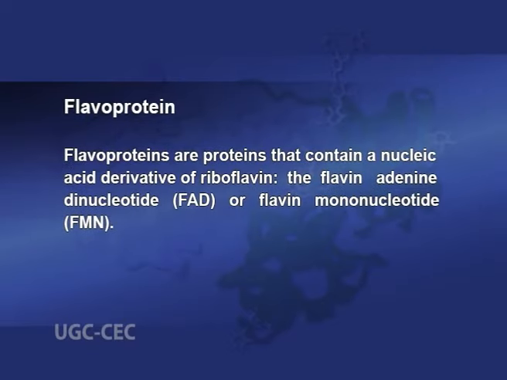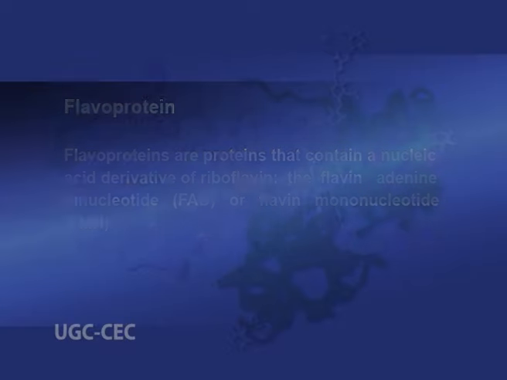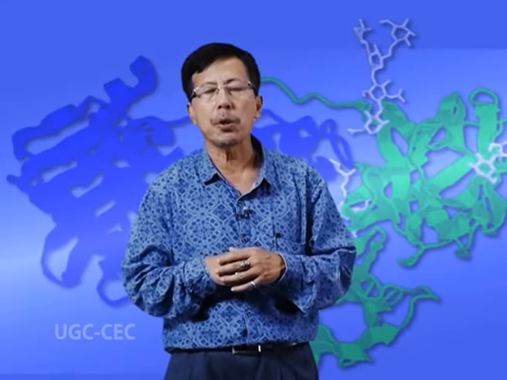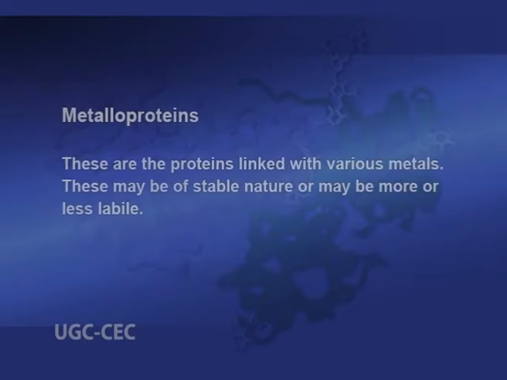The next group consists of flavoproteins, which are proteins that contain a nucleic acid derivative of riboflavin, the flavin adenine dinucleotide FAD or flavin mononucleotide FMN. Examples include flavoproteins present in the electron transport chain in the mitochondria.